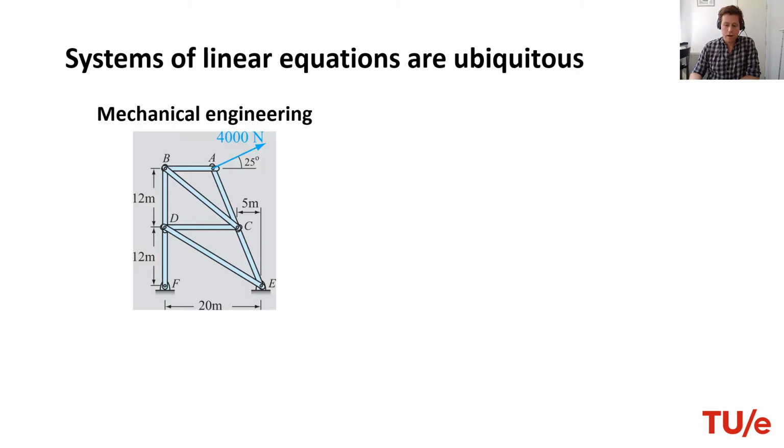So let's take a look at, for instance, a mechanical engineering example, where we have this construction of bars and we have some geometrical parameters there. So we have the lengths of the bars, the width of the total construction. And we also see that at this point A, we enact a force of 4,000 newtons.